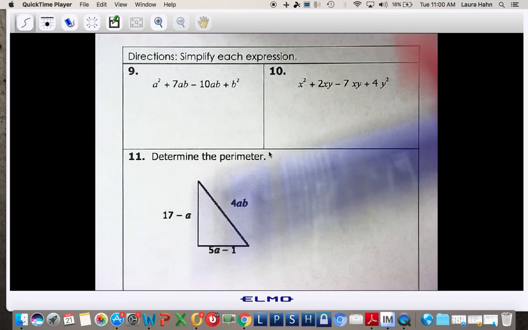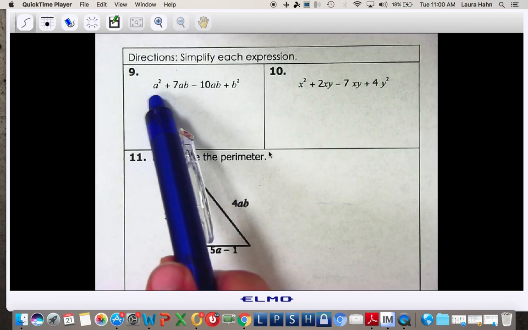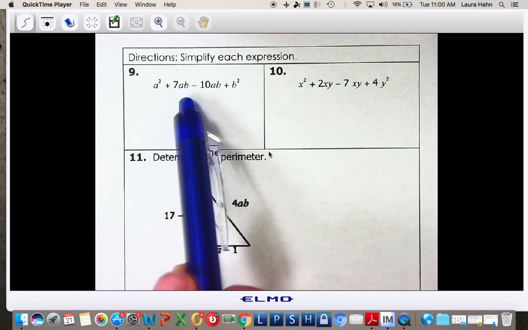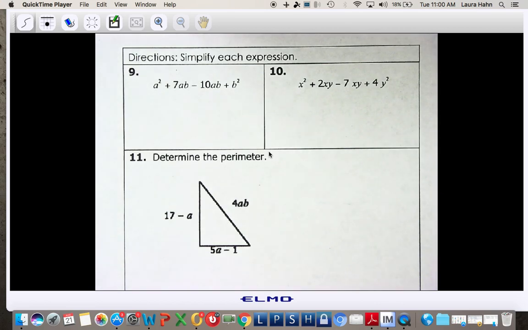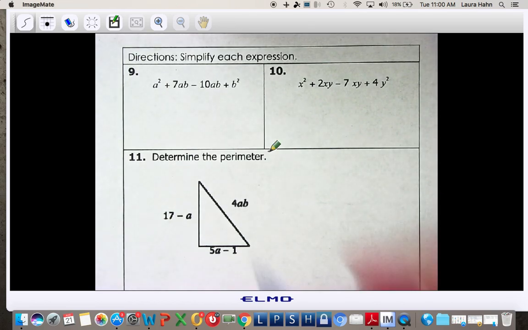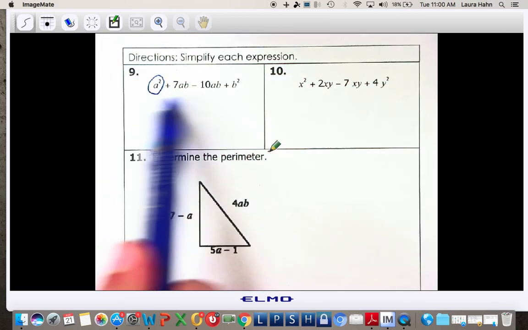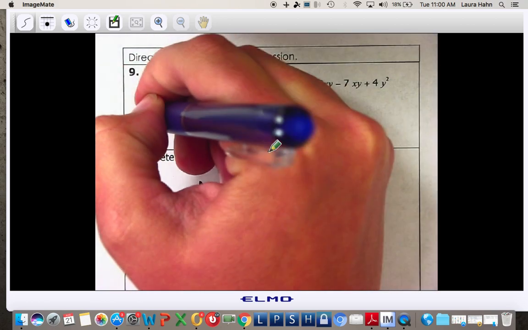Let's look at number 9. Okay. So I see a squareds, I see ab's, and I see b squareds. So I have three different things going on here. I'm going to start with a squared. I see one a squared right here. Then I'm going to look, are there any other a squareds? Since there aren't, that a squared drops down.